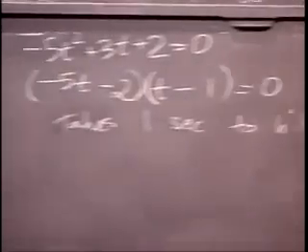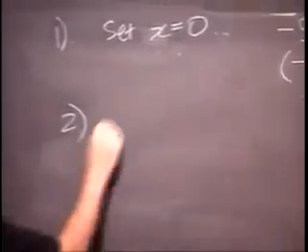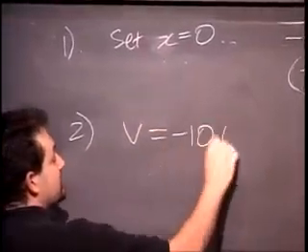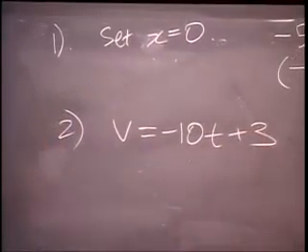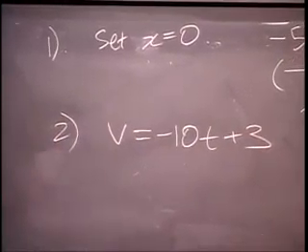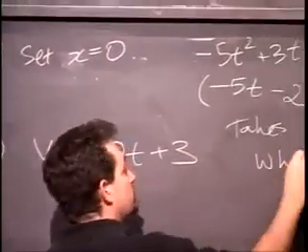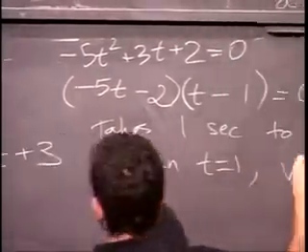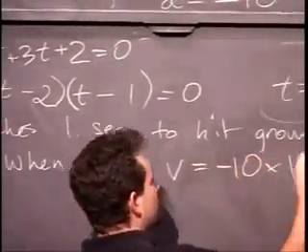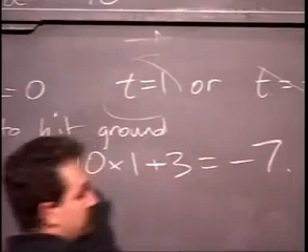So part 2, how fast does it hit the ground? Well, I know that the velocity at any time is minus 10t plus 3, and I know it hits the ground when t equals 1. So when t equals 1, v equals minus 10 times 1 plus 3, which is minus 7.